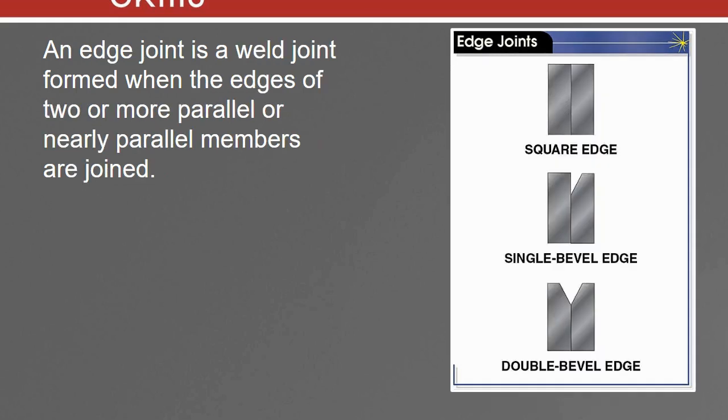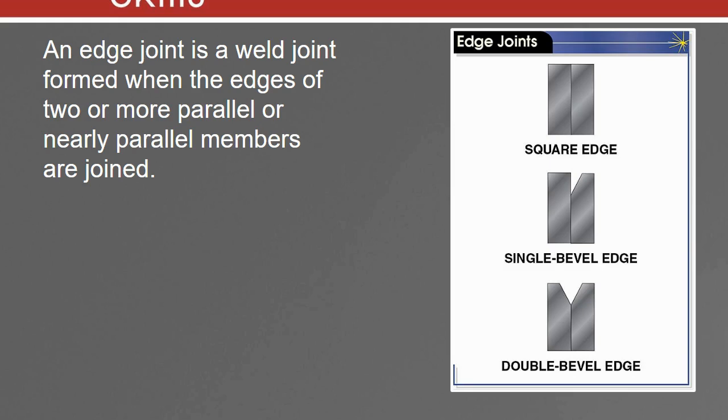An edge joint is a weld joint formed when the edges of 2 or more parallel or nearly parallel members are joined. Now, an example of an edge joint would be, let's say you have to make a piece of material that is 1/2 of an inch thick. You don't have any 1/2 inch thick material, so you need to take 2 1/4 inch pieces, butt them up to each other, face to face, and then you have to perform a weld all around the edges of that.